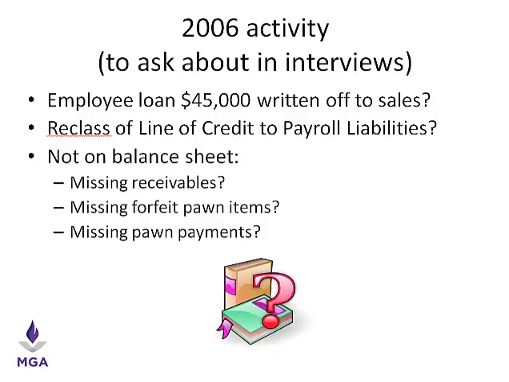So we have some questions now, and we will make a record of these questions so that when we interview the employees we can ask. So we want to find out who was the loan to and why was it written off against sales. We want to know why the line of credit borrowing was reclassified to payroll liabilities. And we want to know what level of receivables there were, how many pawn items were forfeited that are still on hand, and are there any payments that were not recorded, because customers were allowed to pay by check for interest income but not for repayment of loans, so there could be cash that wasn't recorded.